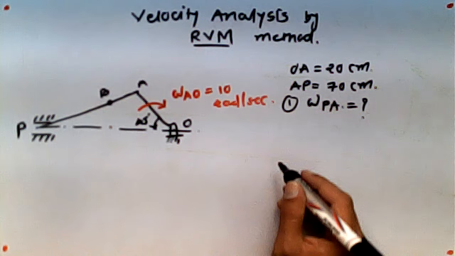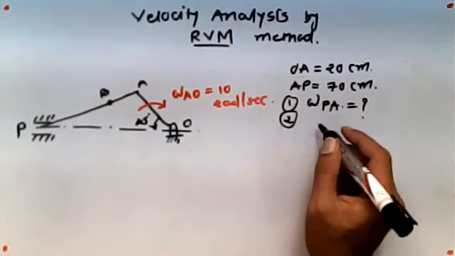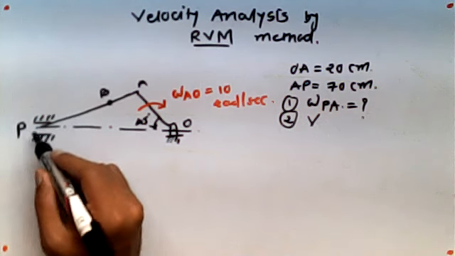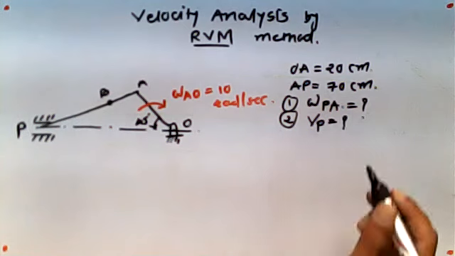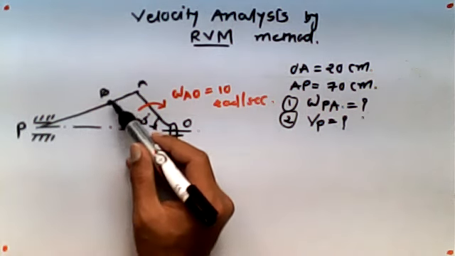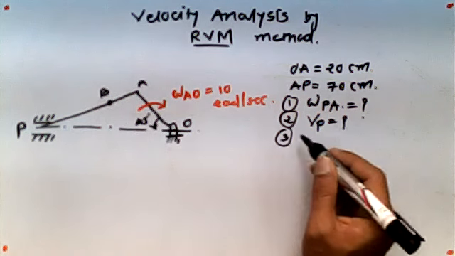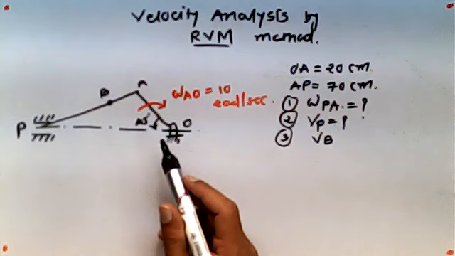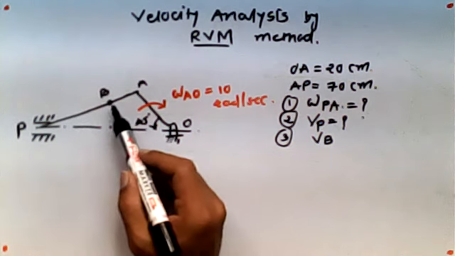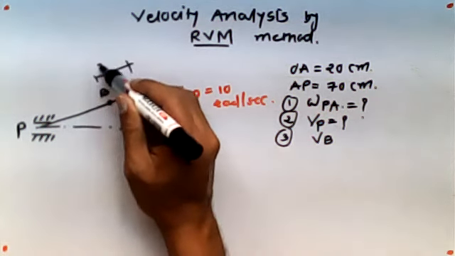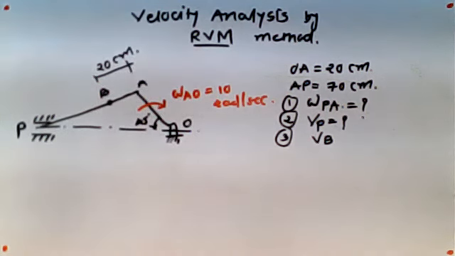Then velocity of piston. This piston is your P point. We are considering this piston, designated as P. So velocity of piston, I can write it as VP. Then the next question, third, velocity of this point B when it is at a distance of 20 centimeter from point A. So this is given to you, 20 centimeter in the configuration diagram.